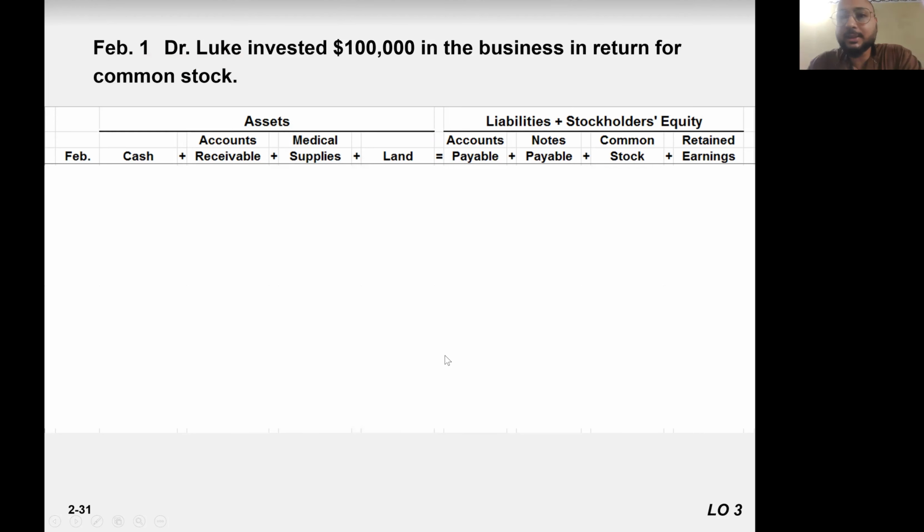Our first transaction is that Dr. Luke invested 100,000 in the business in return for common stock. So what will the first transaction be? Common stock is increased, cash is increased.